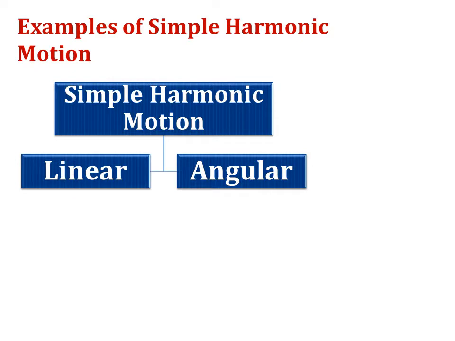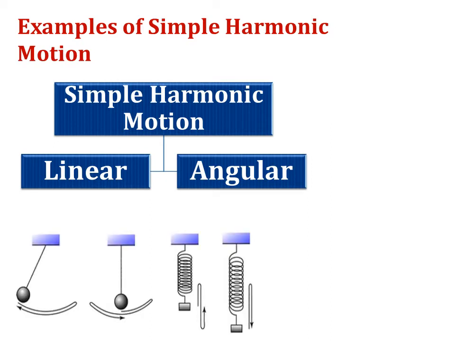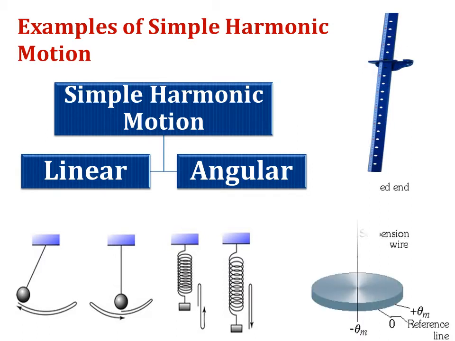Some examples of objects which undergo linear simple harmonic motion are the motion of a simple pendulum and the motion of a point mass suspended with a spring. Some examples for the angular simple harmonic motion are the oscillations of a compound pendulum and torsional oscillations.